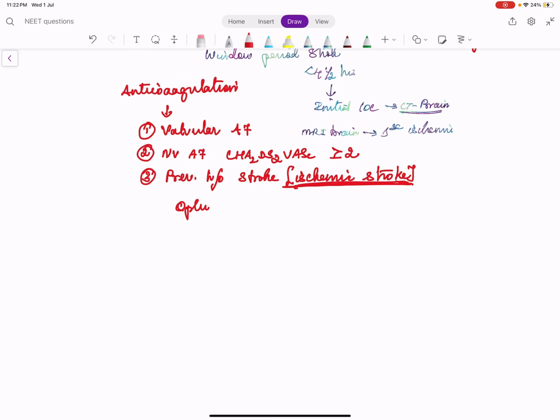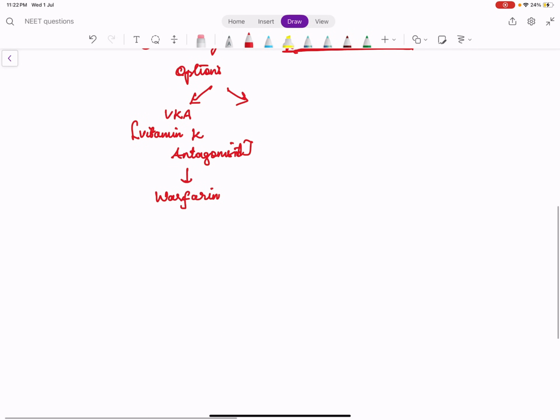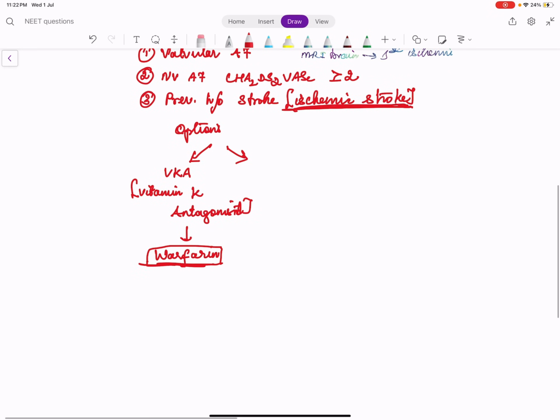What are the options available for anticoagulation? Again, we have a category called VKA, vitamin K antagonist. If you have to remember one name here of vitamin K antagonist, remember warfarin. Warfarin is very important in pharmacology because it has so many drug interactions, it has so many protein binding. So we can discuss that in pharmacology. And the other option is NOAC or DOAC, that is new oral anticoagulants or directly acting oral anticoagulants.